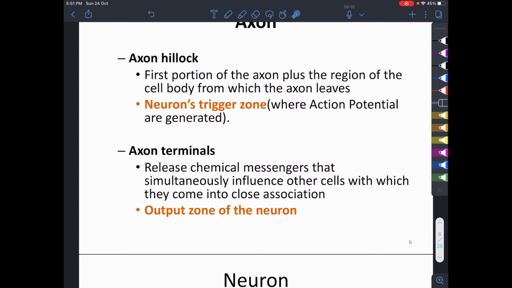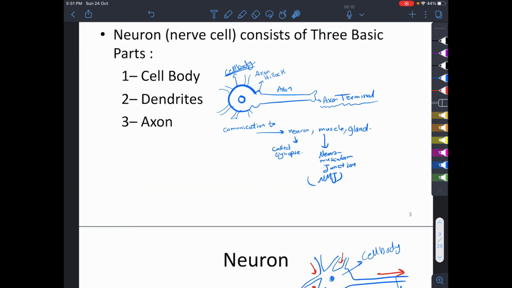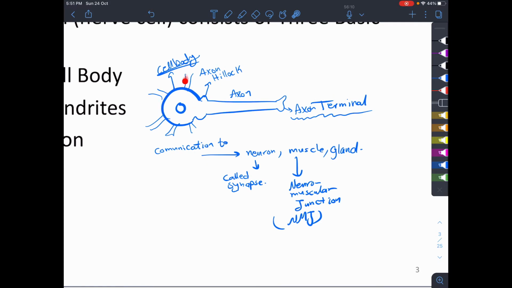A very important piece of information here: the axon terminal, the last end of the axon, releases chemical messengers that stimulate or influence other cells with which they come into close association. So we go back to our drawing and imagine the story. Cell body plus dendrites is the input zone, the conducting axon is the conducting zone. The axon hillock is the triggering and generating of the action potential so that it travels to here.